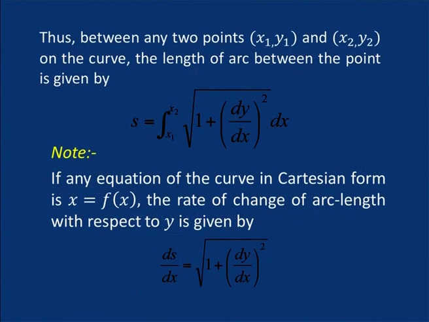Thus, between any two points (x1, y1) and (x2, y2) on the curve, the length of arc between the points is given by s is equal to the integral of root of 1 plus (dy by dx) whole square with respect to x from the limits x1 to x2. If the equation of the curve in Cartesian form is x equal to f(y), the rate of change of arc length with respect to y is given by ds upon dy is equal to under root 1 plus (dx by dy) whole square.